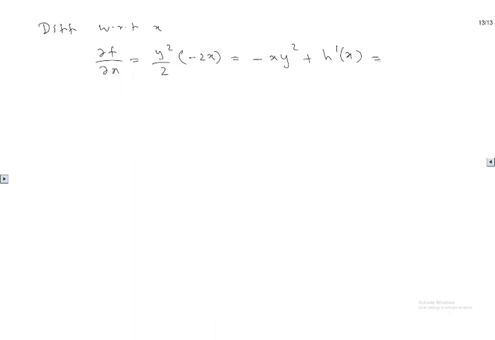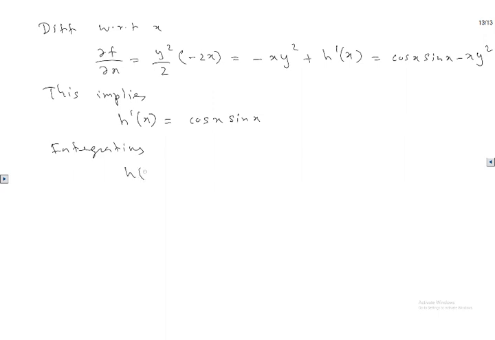So you can set this equal to the N function, which is cosine x sine x minus x y squared. Those two perfectly match. So this implies h prime x is simply equal to cosine x sine x. Now the question is, can you integrate this one? Integrating, you're going to get h(x).